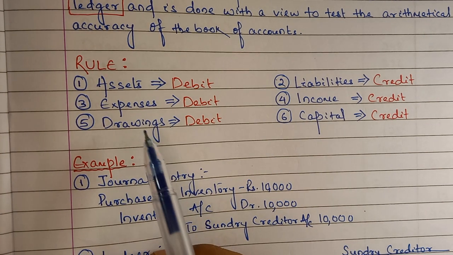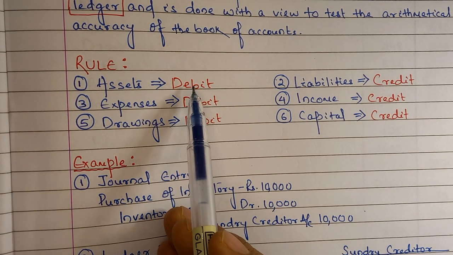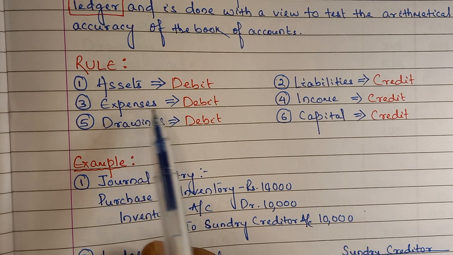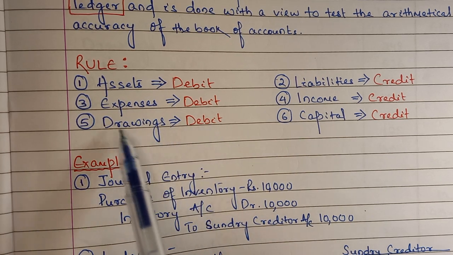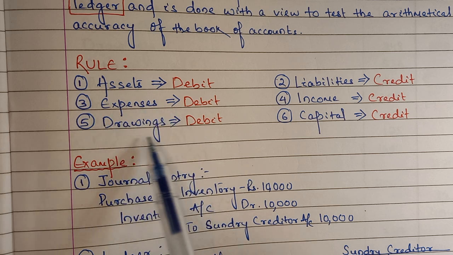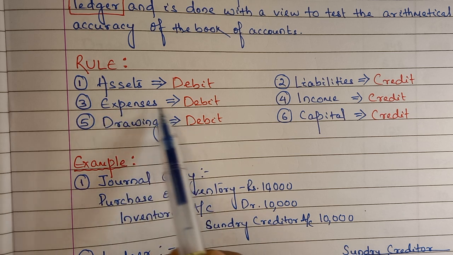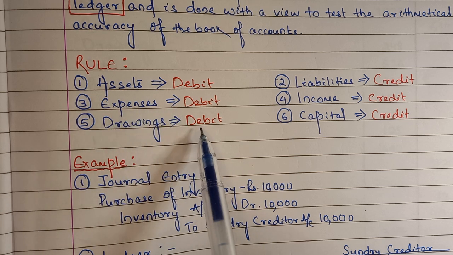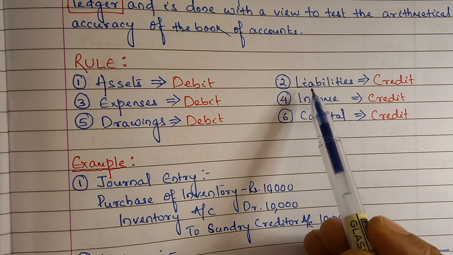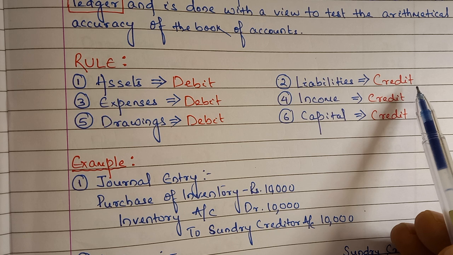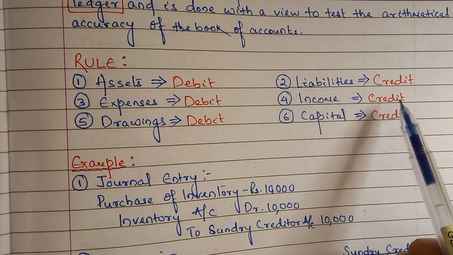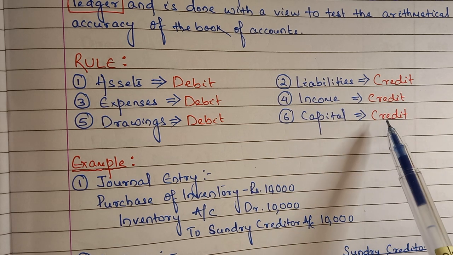The rule says: assets are always debit. Expenses are always debit. Drawings are always debit. Drawings is the opposite of capital: when the owner is taking back money, that is called drawings, and it is debit. Coming to the right side, liabilities are always credit, because you have to give to someone. Income is always credit. Capital is always credit.